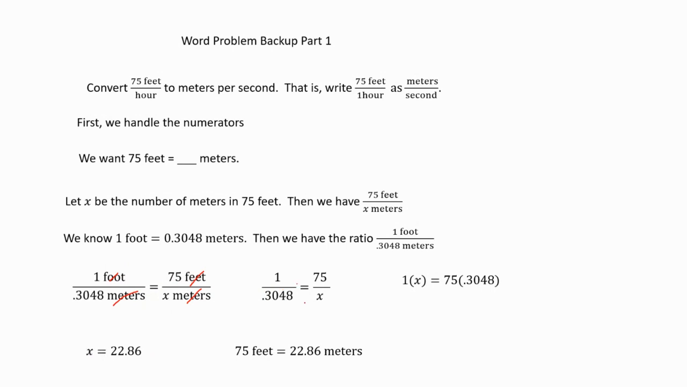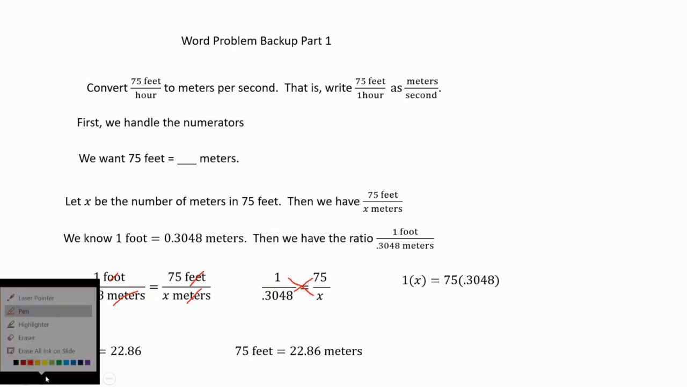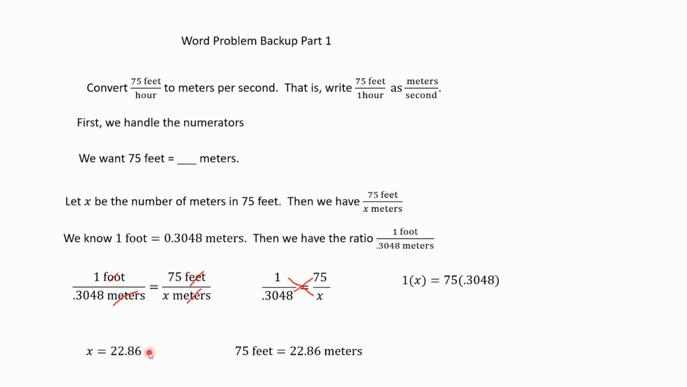And remember, we're going to cross multiply because we want to know what x is. So we cross multiply, and get 1 times x on the left, 75 times 0.3048 on the right. And so then you just do the calculation. You get x is 22.86. So 75 feet is 22.86 meters.